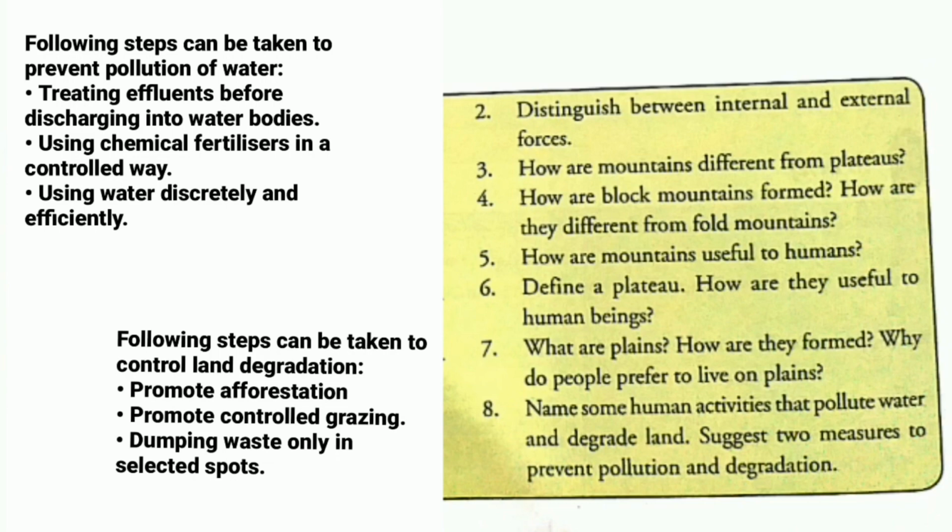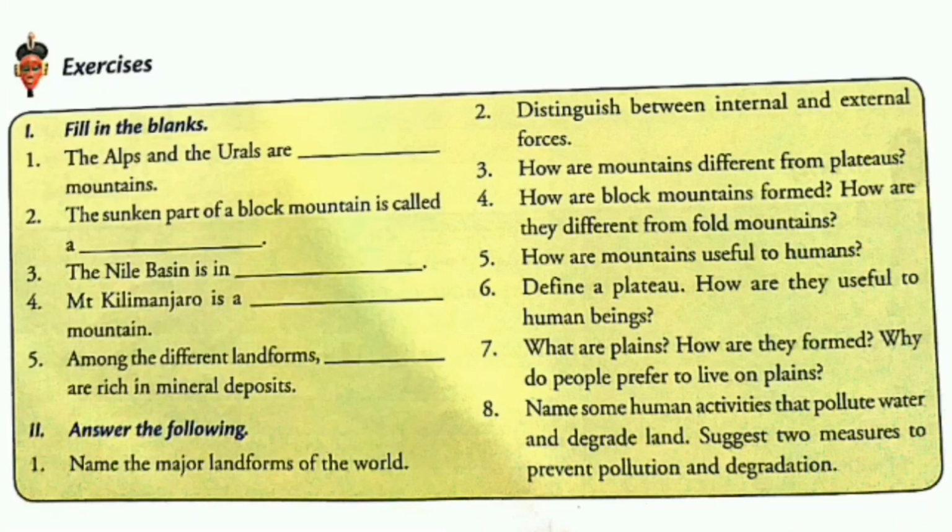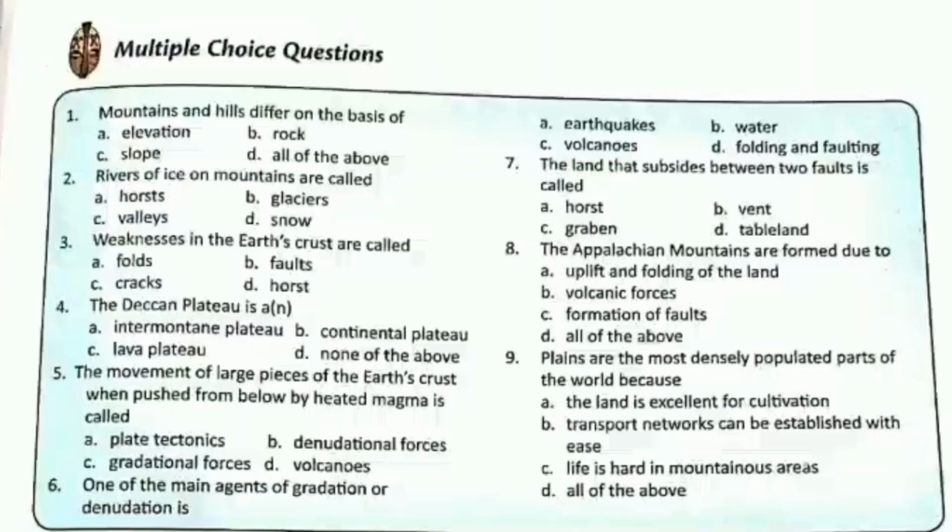Now let's do the multiple choice questions. So the very first multiple choice question is, mountains and hills differ on the basis of, options: elevation, rock, slope, or all of the above. So mountains and hills differ on the basis of all of the above, right? They differ in elevation, rock, slope, all. Second, rivers of ice on mountains are called, so rivers of ice on mountains are known as glaciers. Correct option is B.